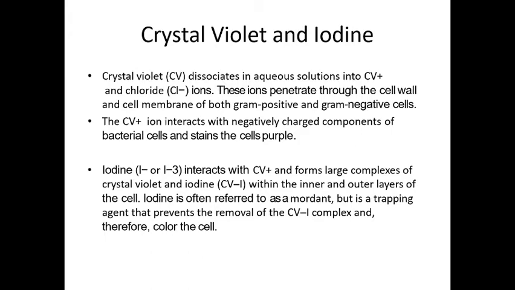Now the iodine, that is I3 negative, interacts with CV plus and forms large complexes of crystal violet and iodine within the inner and outer layers of the cell. So as you know, iodine is referred to as a mordant and is a trapping agent that prevents the removal of the CV-I complex and therefore colors the cell.